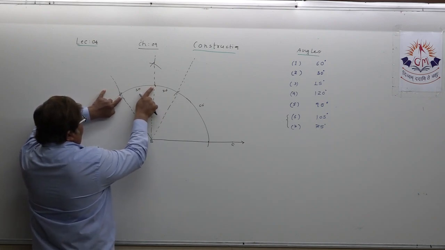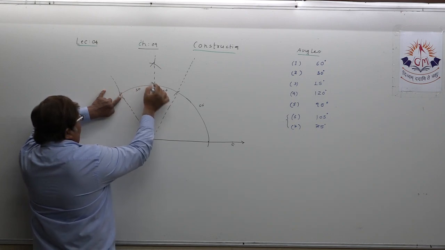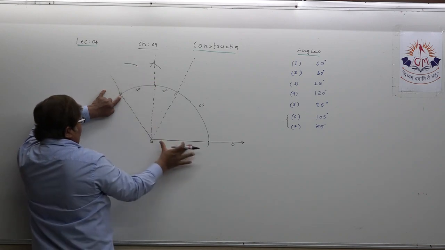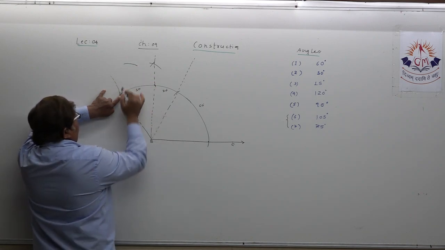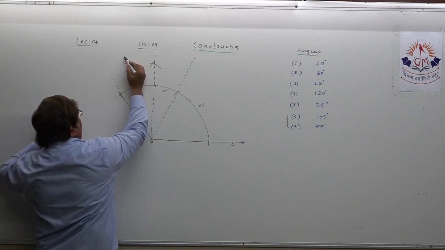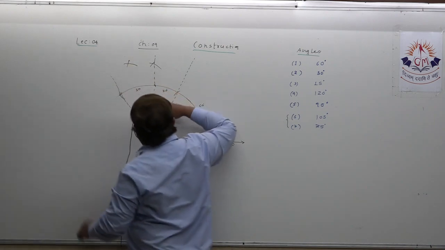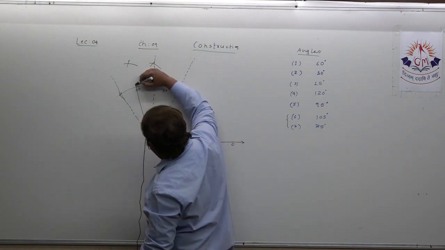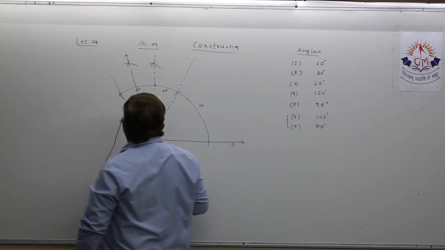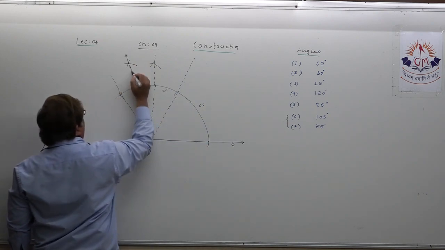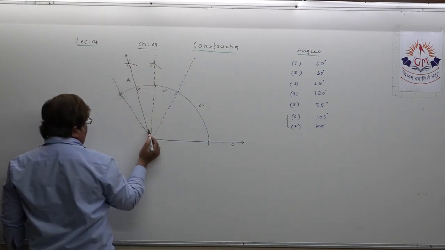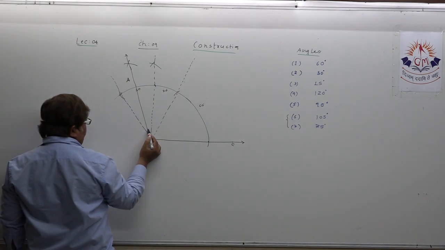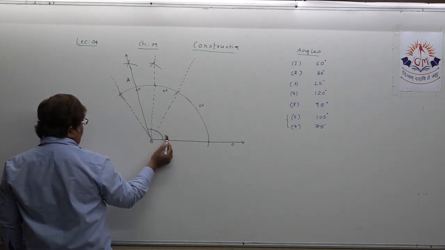Just try to understand. You are going to bisect the region of angle between 90 and 120. One arc from here, radius remains the same, and one arc from here. They both will intersect here, and if you join it, now it has to be a solid line, then it becomes an angle of 105 degree up to this 105.